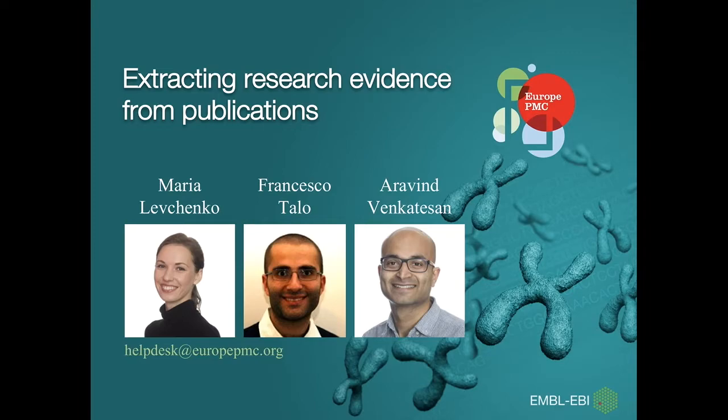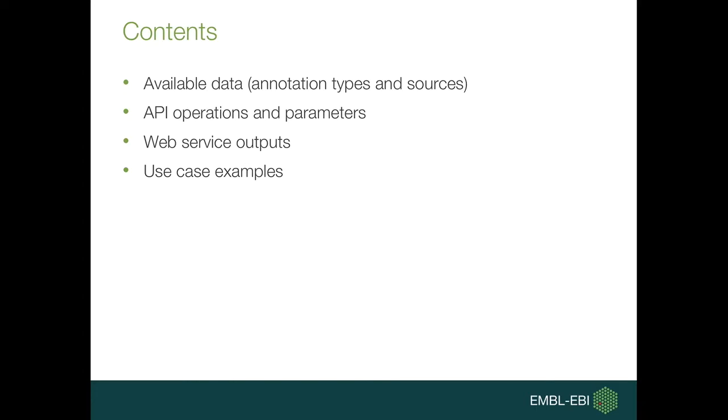So, let's get started. Here's what we're going to cover today. First, we will explain what kind of data you can retrieve, including annotation types and sources. We will then move on to the API itself and introduce available tools and operations. We will briefly look at the different output formats to retrieve the data. And we will finish with a couple of examples, focusing on biological use cases.